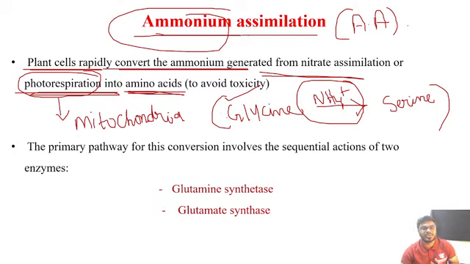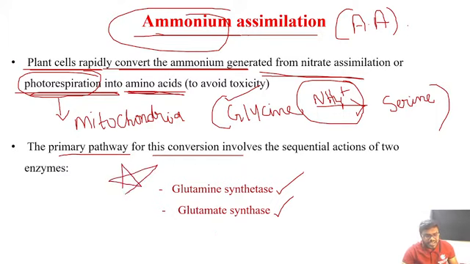Now everyone pay utmost attention towards this. The primary pathway for this particular conversion involves two major enzymes. Everyone, one we call glutamine synthetase enzyme, and my friends, another one we call glutamate synthase enzyme. Friends, from here please kindly understand every single point without confusion. I'll make it very simple. Listen.